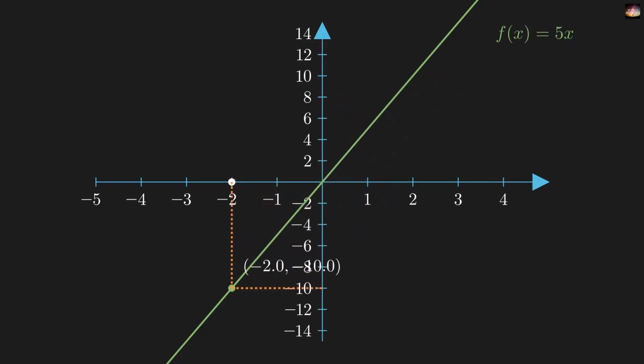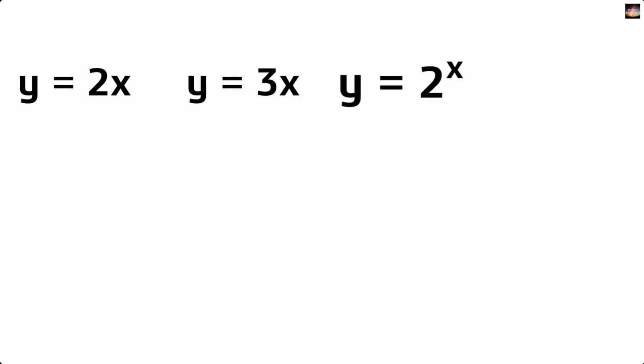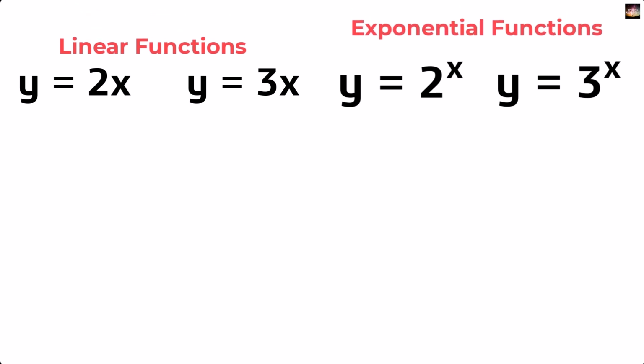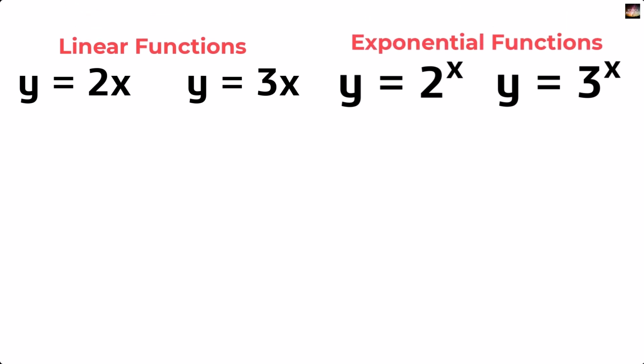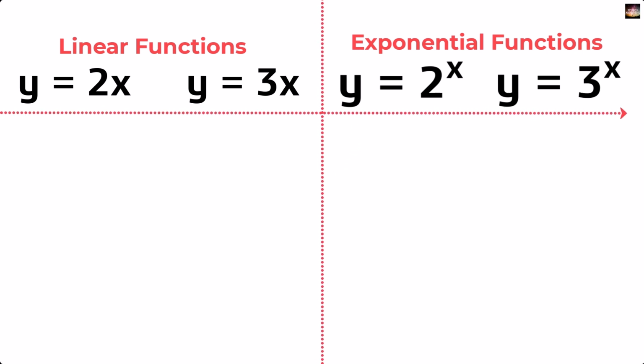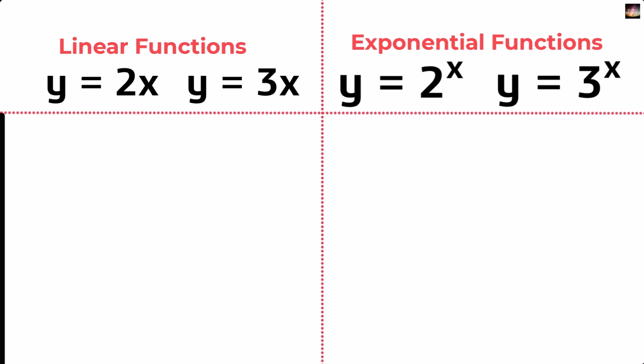Now, to understand exponential functions, we compare them with linear functions. So let's take four functions: y equals 2x, y equals 3x, y equals 2 to the power x, and y equals 3 to the power x. Out of these, 2 are linear functions and 2 are exponential functions. Now let's make a table and see how their values increase.